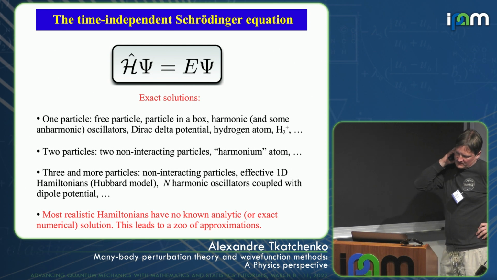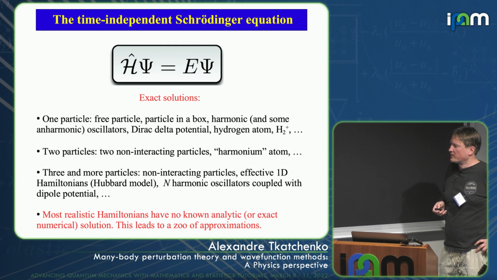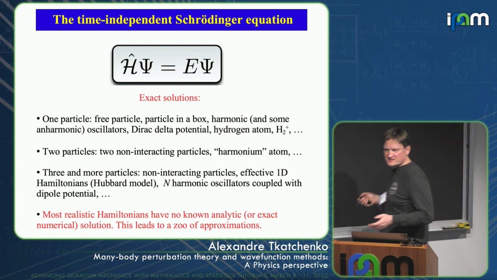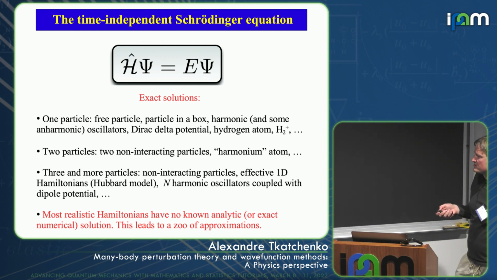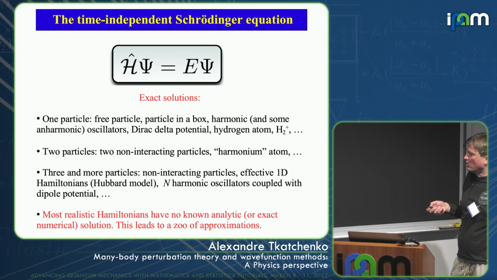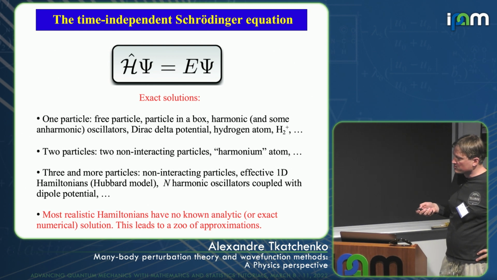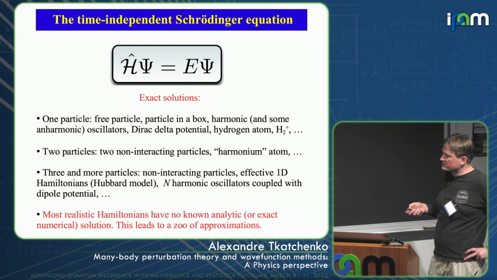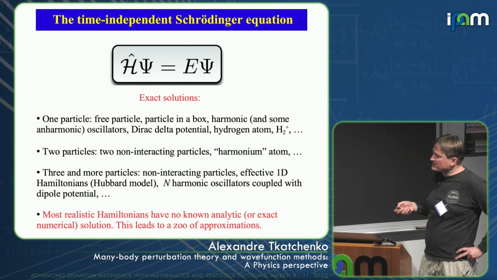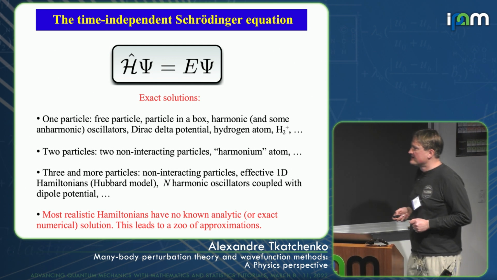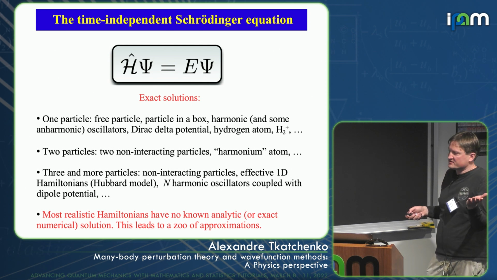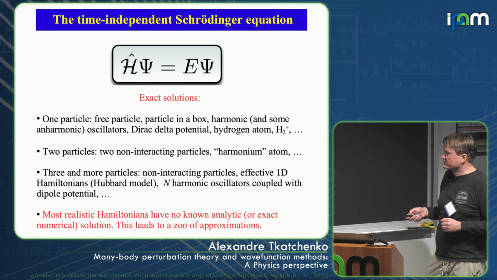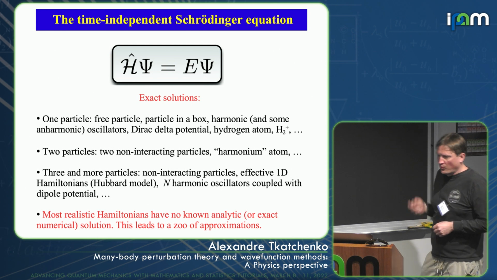Now, there are quite many systems where you do have exact solutions of the Schrodinger equation. These are, of course, model systems or the hydrogen atom. So if you have a single particle, you can solve the Schrodinger equation exactly for a free particle, for a particle in a box, for harmonic and some anharmonic oscillators. You can solve it for the Dirac delta potential, for a hydrogen atom, for H2+, and so on. If you have 2 particles, you can solve the Schrodinger equation exactly for 2 non-interacting particles, of course, because it's just a superposition of solutions. You can also solve it for the harmonium atom.